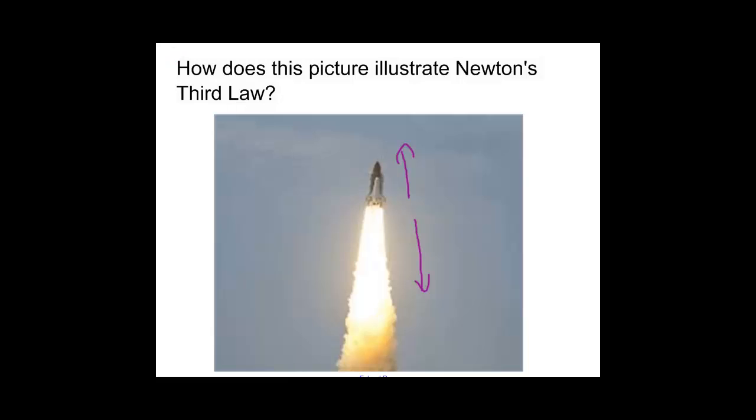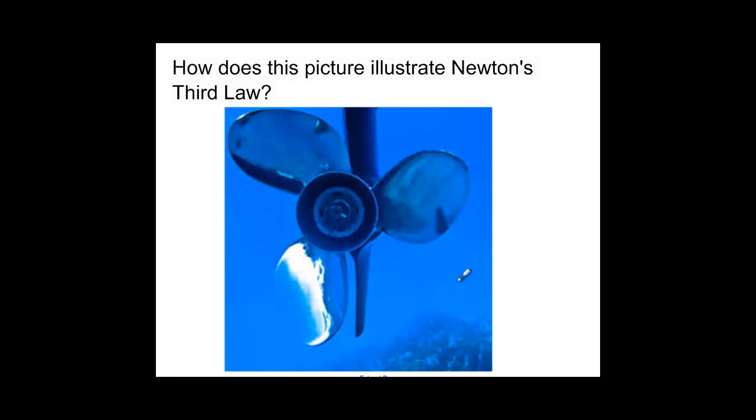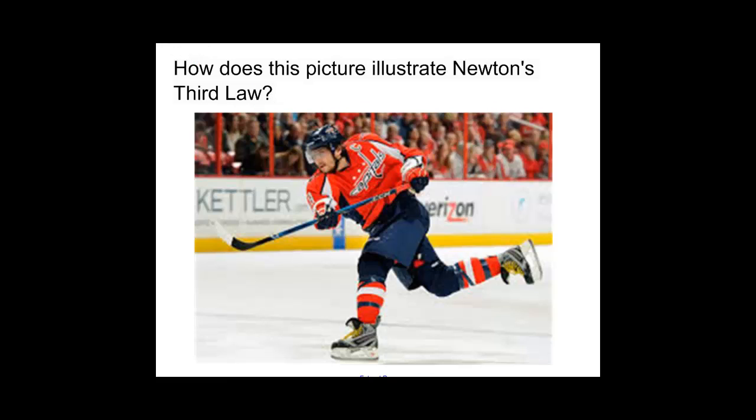So, here's another example of one. If you can't see the photo very well, it's an example of a propeller for a boat. And so, again, a boat propeller is going to push the water backwards, and as it pushes water backwards, it's going to cause the boat to become propelled forward. So often forces come in pairs, in equal and opposite reaction type pairs.